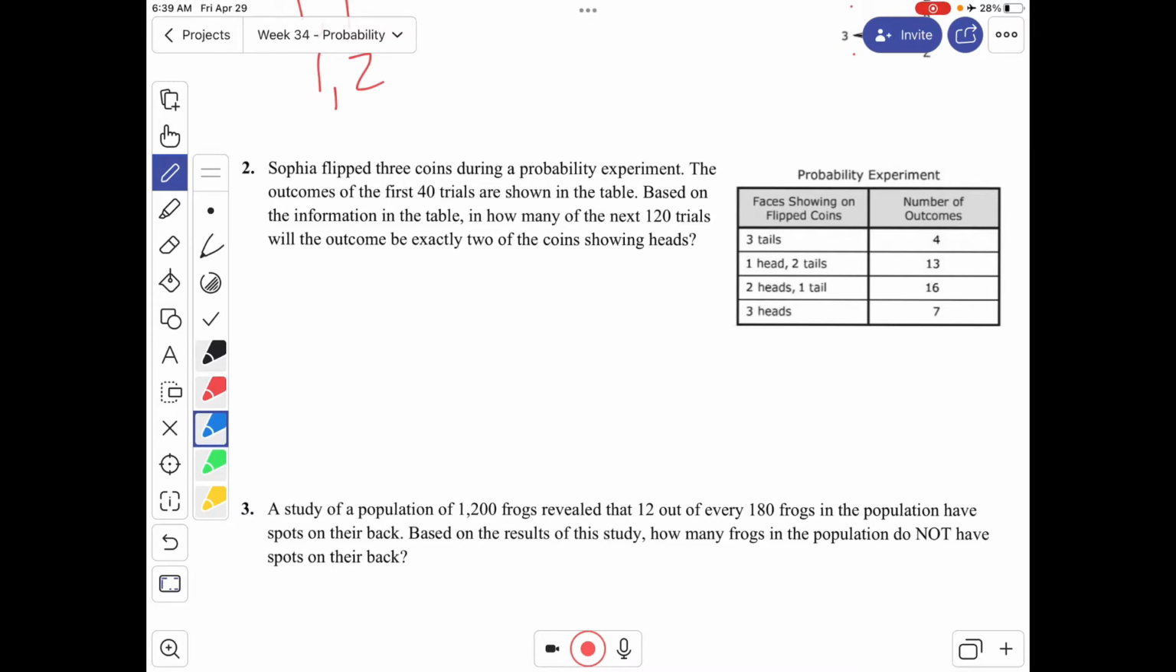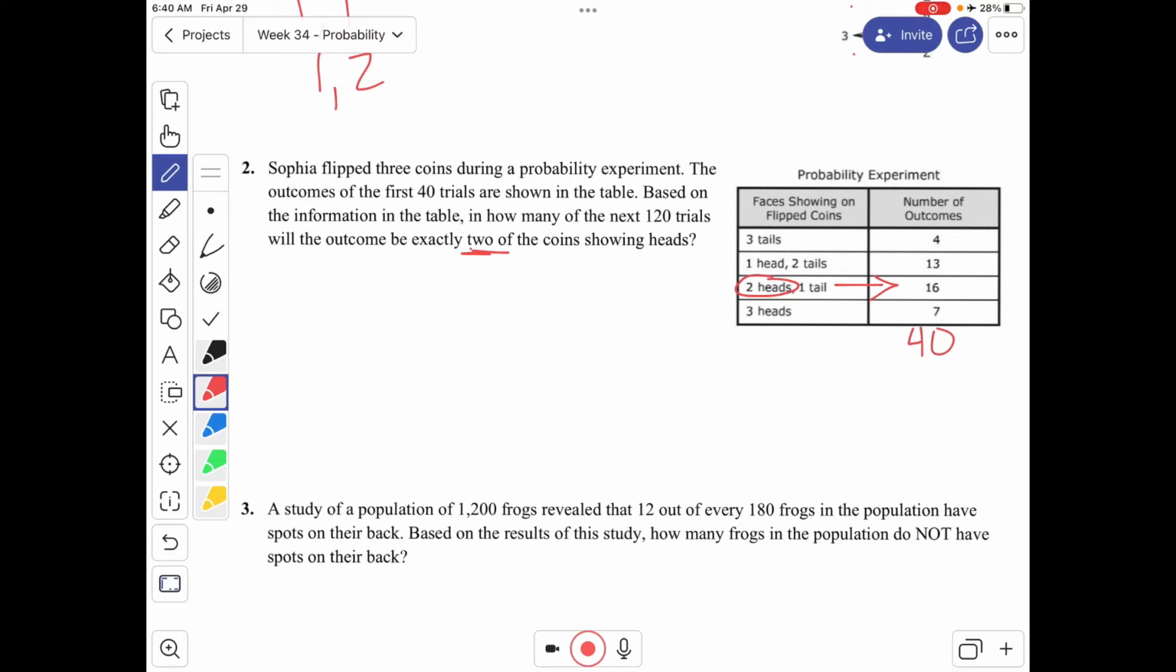The outcome of the first 40 trials are shown in the table. Based on the information in the table, in how many of the next 120 trials will the outcome be exactly 2 of the coins showing heads? So this total is 40, and we want showing exactly 2 heads. That would be this one.